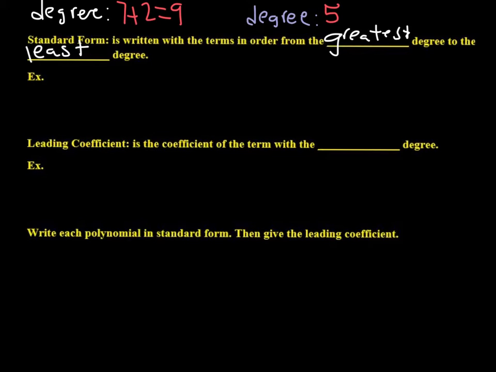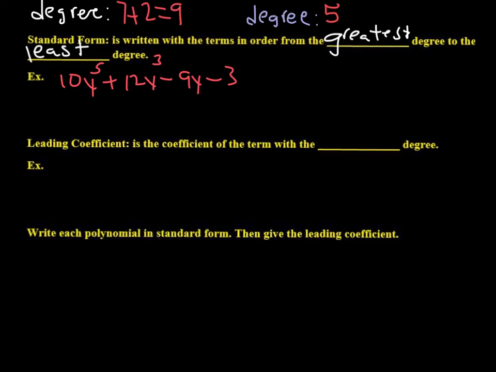Let me give you an example: 10y to the 5th power plus 12y to the 3rd power minus 9y minus 3. As you can see, the 5th power is the biggest degree, so 10y to the 5th is degree 5. This is degree 3, and this is degree 1. So it's going from the biggest degree to the smallest degree.